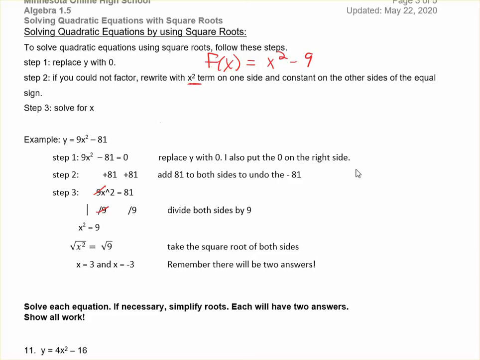The square root of x squared is x. And the square root of 9 is 3 and negative 3. And that is how we would solve this problem. Now we can check by graphing. We can graph this, and the quadratic should go through 3 and negative 3 on the x-axis.